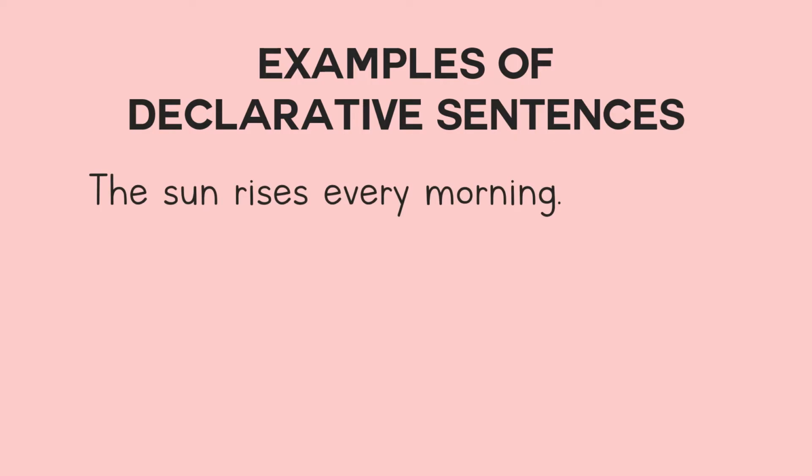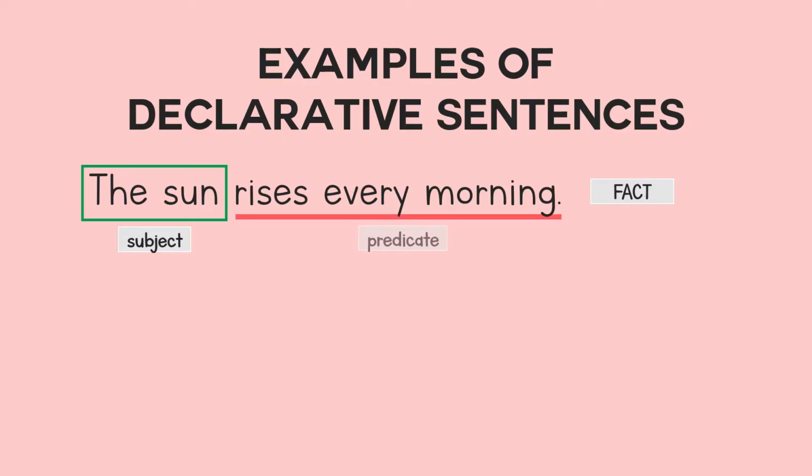Here are some examples of declarative sentences. The sun rises every morning. This type of sentence gives a fact. It is a fact that the sun rises every morning. We also stated earlier that a declarative sentence has a subject. In this sentence, the subject is the sun, and the predicate rises every morning.